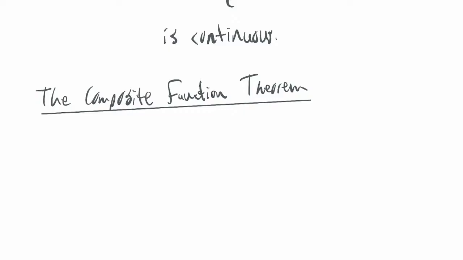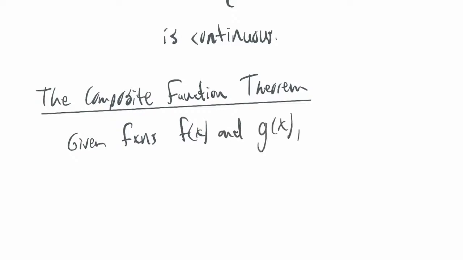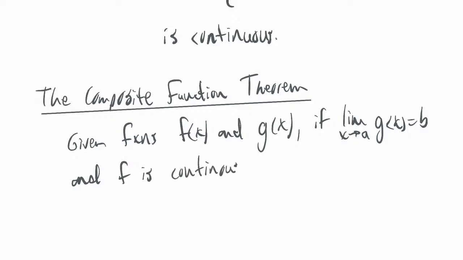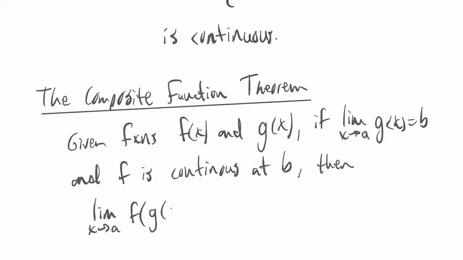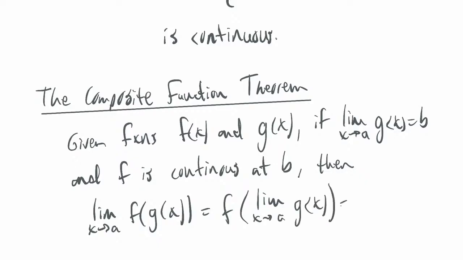So let's say, given functions f of x and g of x, if the limit as x goes to a of g of x is b, okay, two-sided limit, and f is continuous at b, then the limit as x goes to a of f of g of x equals f of the limit as x goes to a of g of x, which then equals f of b.